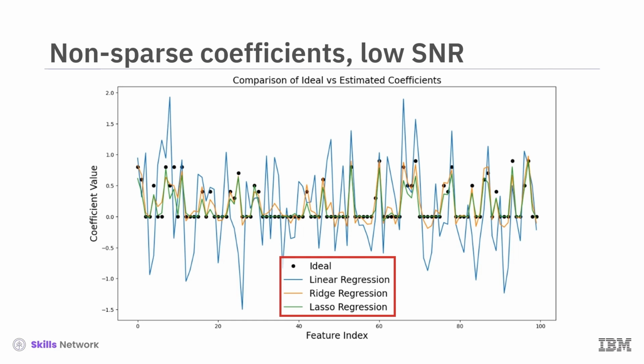As you can also see, ridge regression slightly outperforms lasso when it comes to predicting the non-zero coefficients, but lasso is better at finding the zero coefficients. Even in this low SNR environment, lasso is a great feature selector.